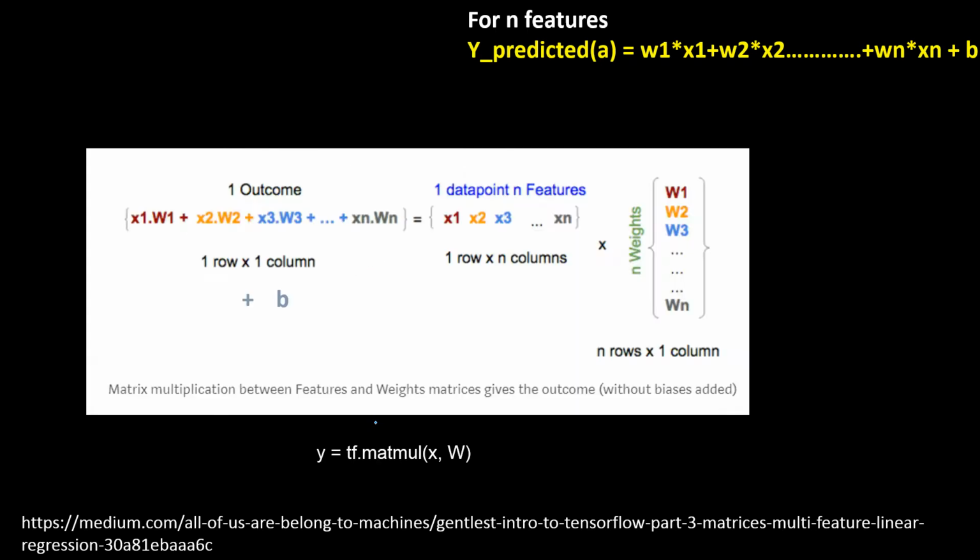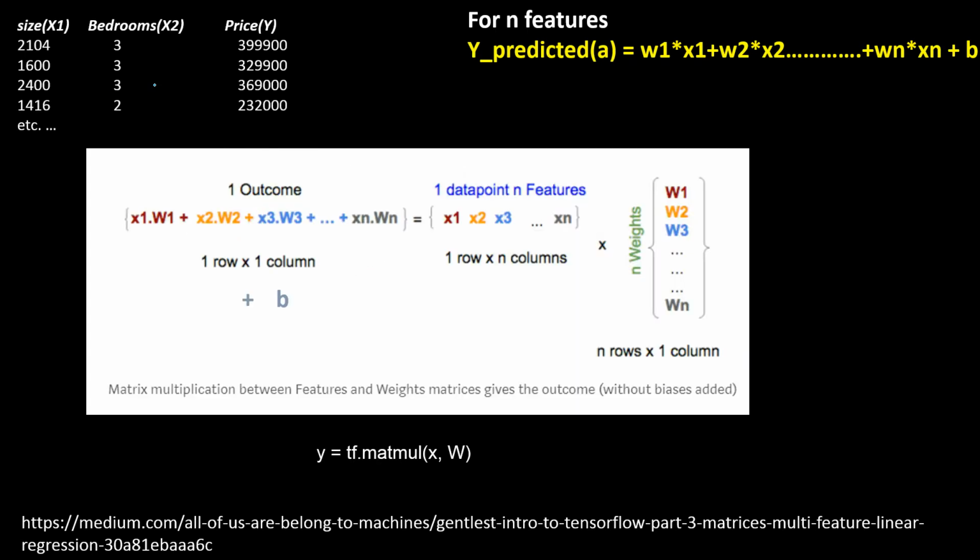So again, this was the data. Now this will be the answer as I told you. This into this will be x1 into w1 plus x2 into w2 plus x3 into w3 plus xn into wn, and on this we'll add an overall bias of plus b.